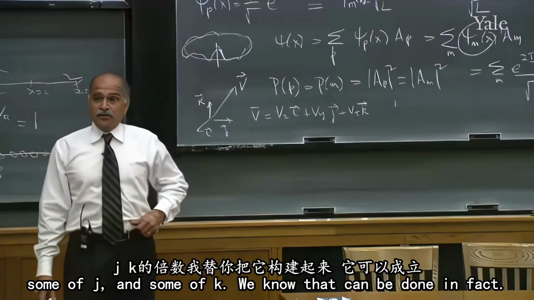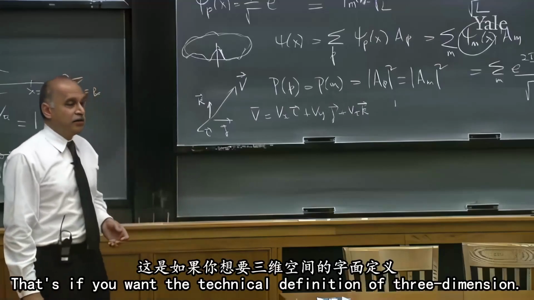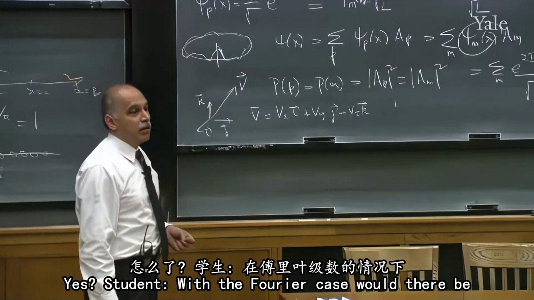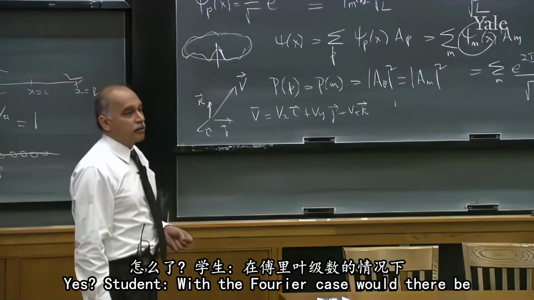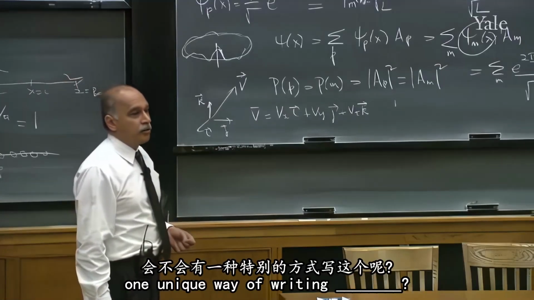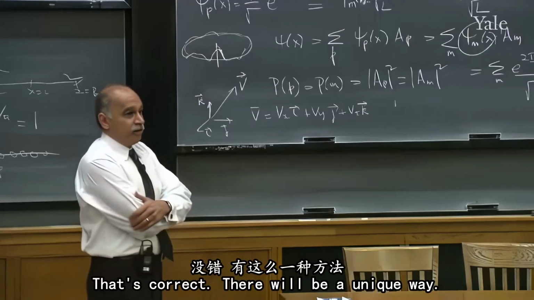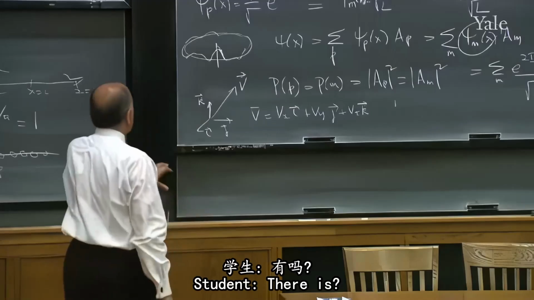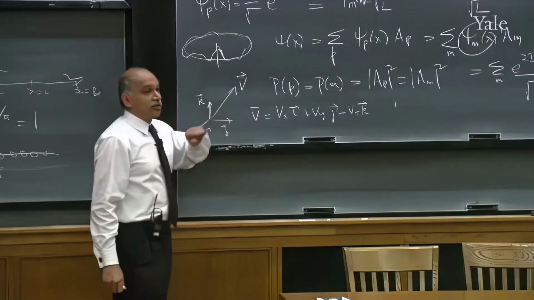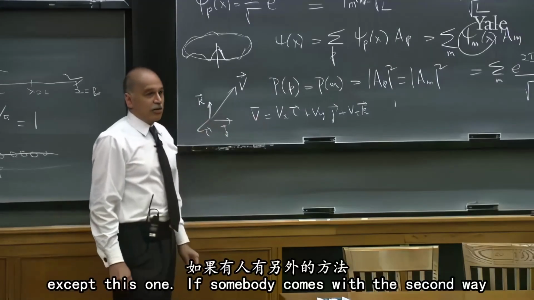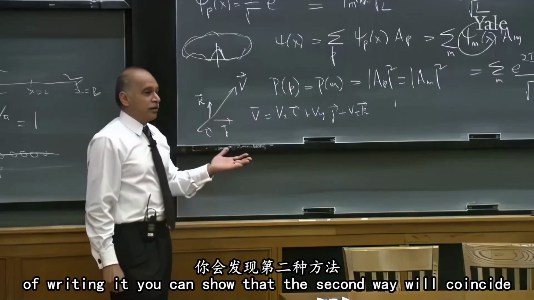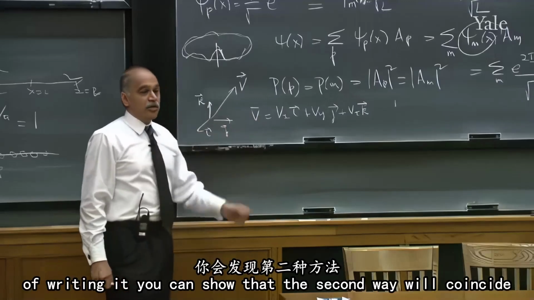We know that can be done. In fact, that's, if you want the technical definition of 3 dimensions. Yes? For the Fourier case, would there be one unique way of writing a specific function? Good point. That's correct. That'll be a unique way. You agree in 3 dimensions, there is no other mixture except this one. If somebody comes with a second way of writing it, you can show that the second way will coincide with the first way.